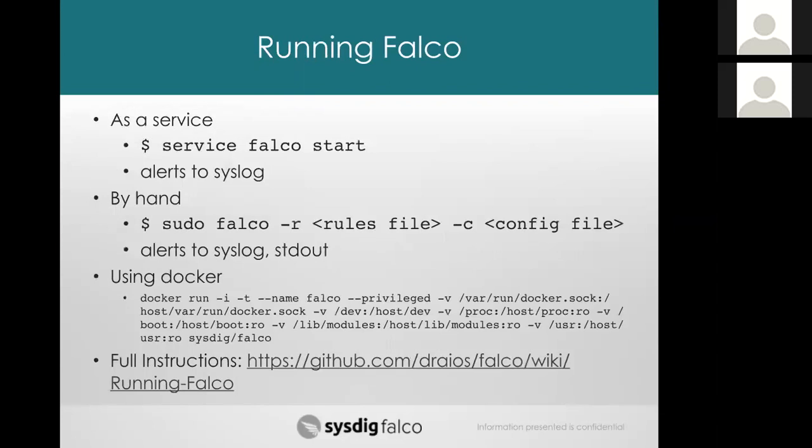Okay, so once you've got it installed, running it is really simple. By default, if you install it via Debian or Red Hat, it is a systemd service. You can just say service Falco start, and it runs as a background daemon and alerts to syslog. So that's one way to monitor your host system.